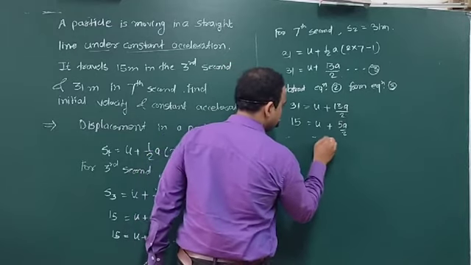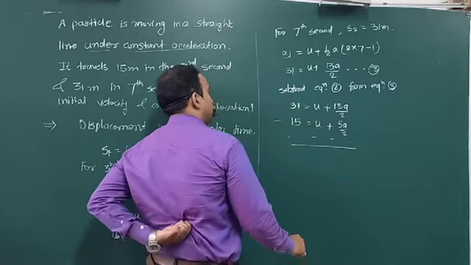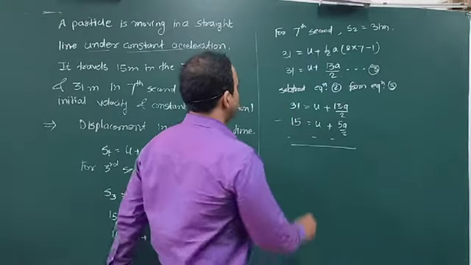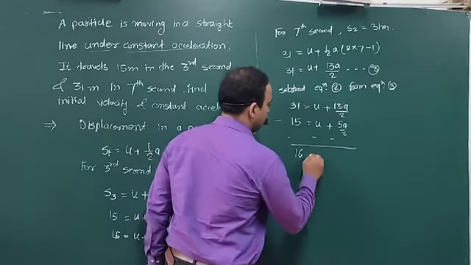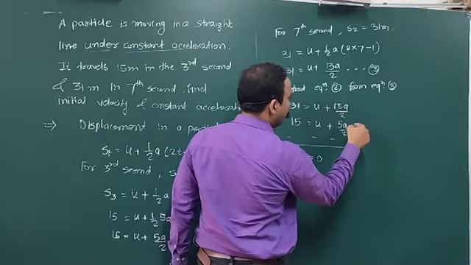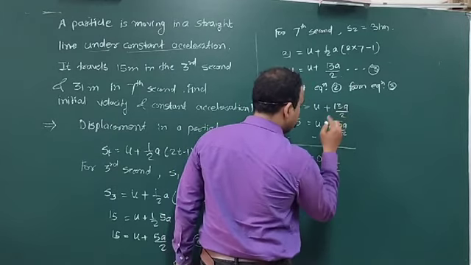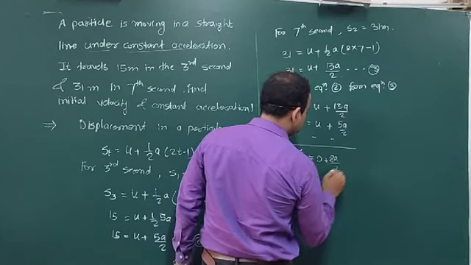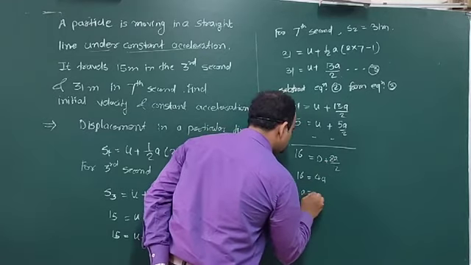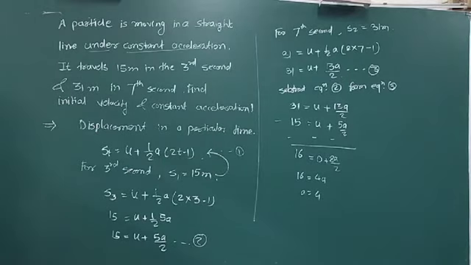Minus means minus minus, so we get 31 minus 15, 16, which is equal to u minus u, 0, plus 13a by 2 minus 5a by 2. The base is the same, that means as it is 13a minus 5a, so 8a by 2. So 16 is equal to 4a, so a is equal to 4. Okay, a is equal to 4.